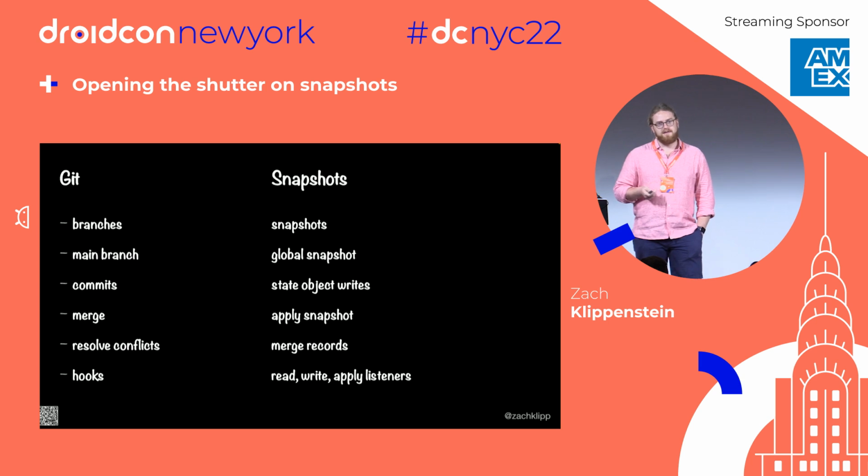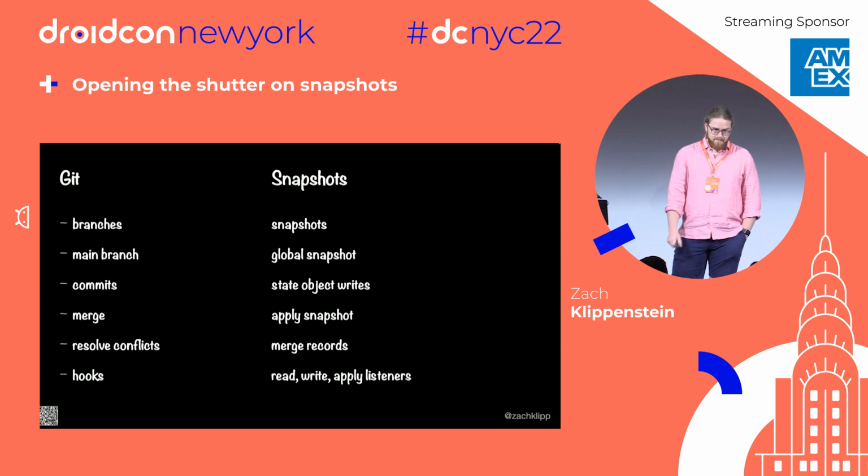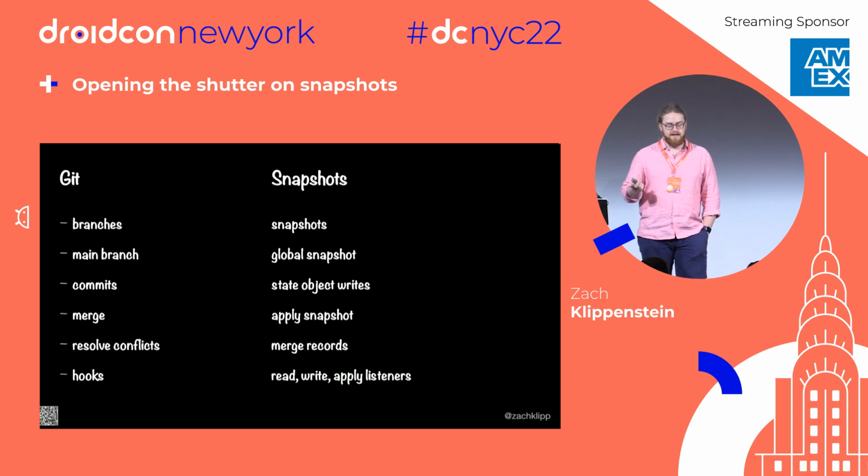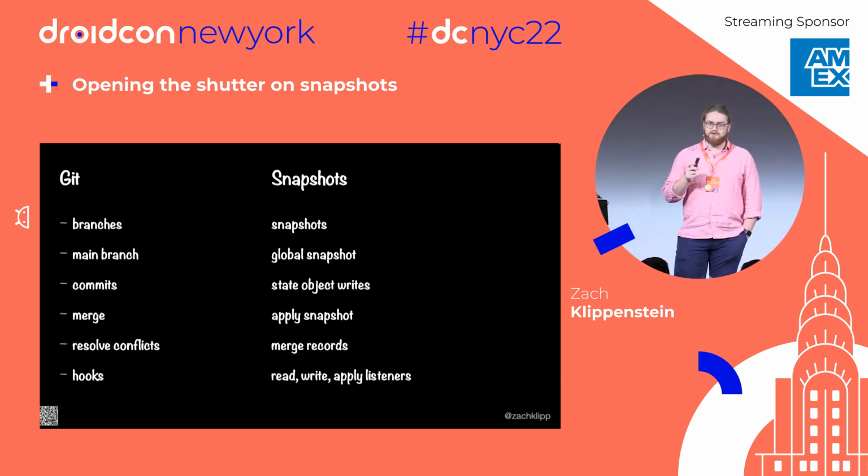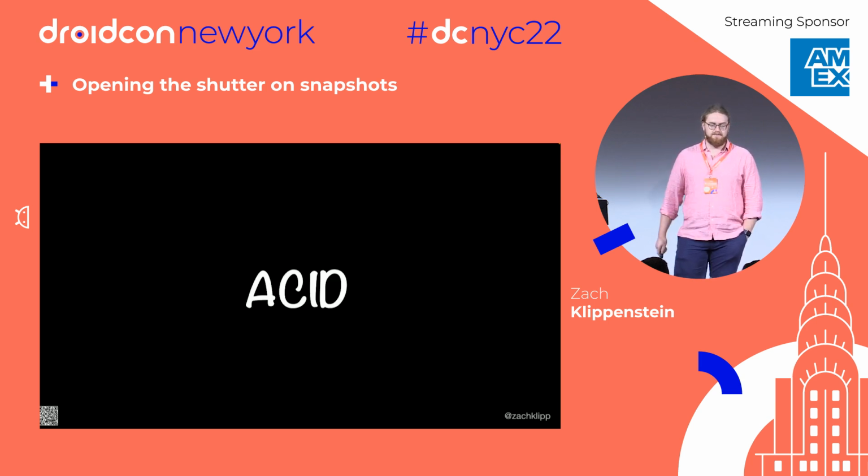So there's other parallels between Git and snapshots. Where Git has branches, snapshots are basically branches. Git has a main branch, snapshots have a global snapshot that's always open and it's always there. And it's the parent of every snapshot. Git has commits, snapshots have state object writes. You can merge branches in Git, you can apply snapshots. There's a way to resolve conflicts with snapshots called merge records that I'll get into later. And Git has hooks, and you can listen for changes to state with snapshots with various observers.